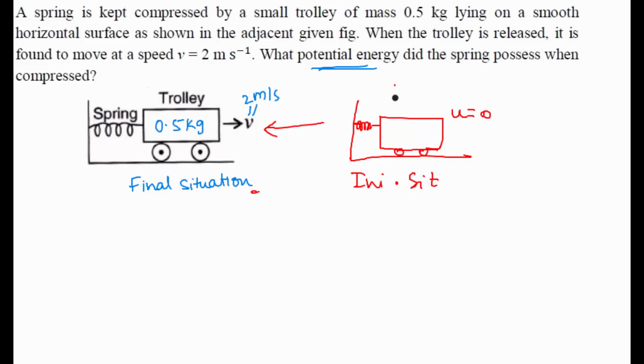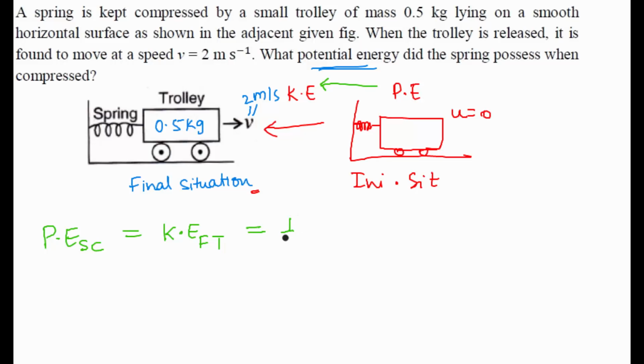Here we have only potential energy, and here, since there is no compression in the spring, we will have only kinetic energy by virtue of its velocity. So this entire potential energy is getting converted into kinetic energy in the given situation. So how can we calculate the potential energy of the spring when it is compressed? The potential energy of the spring when compressed will be equal to the final kinetic energy, which is possessed by the trolley.